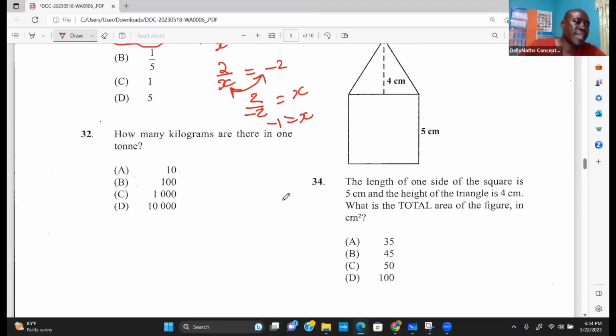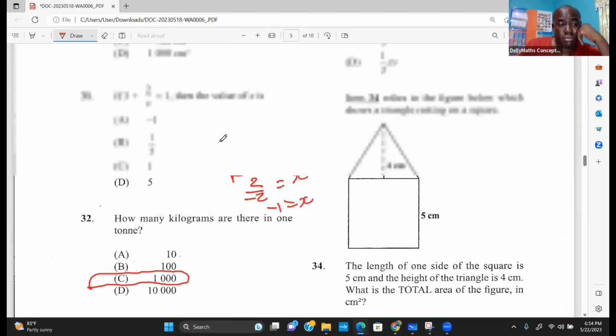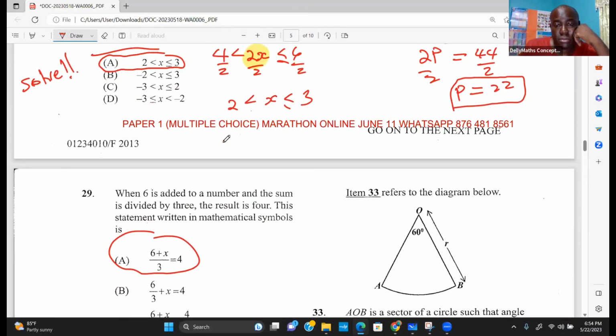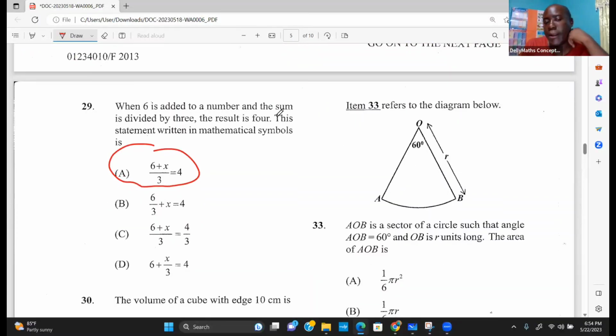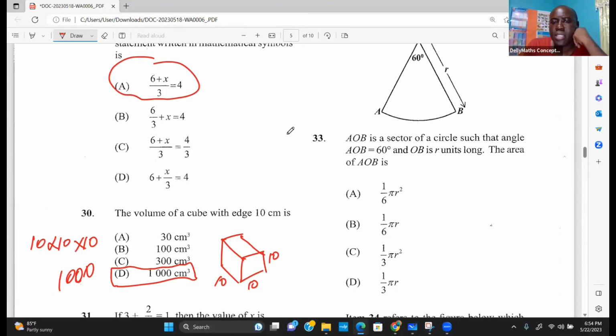Anybody remember this same question here? How many kilograms are there in a ton? Yes, sir. This question has been coming up since I have been doing maths, and I did it like about 1993. All right.